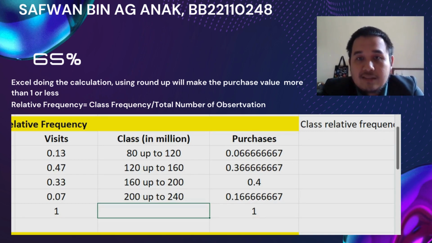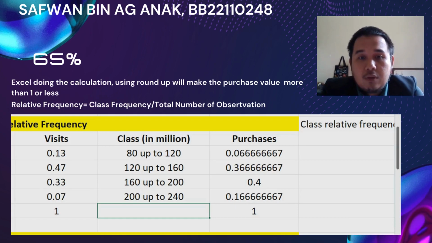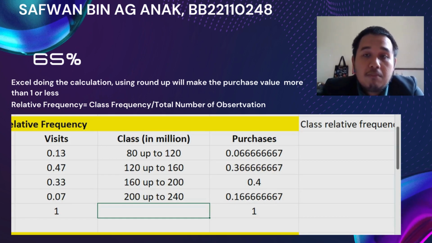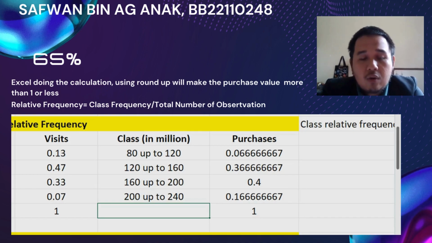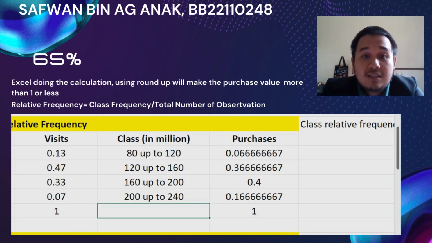Using Excel, we just give it, and we already calculated before, but it becomes less than 1 or bigger than 1. That's why it doesn't meet the standard we look at.